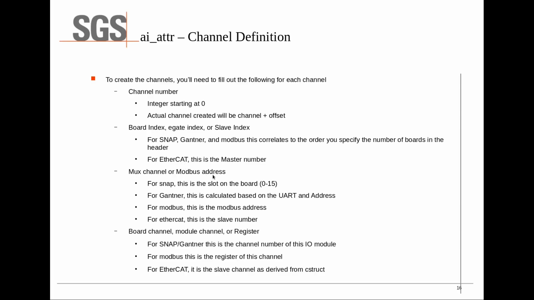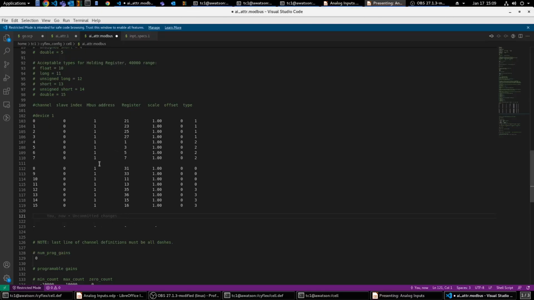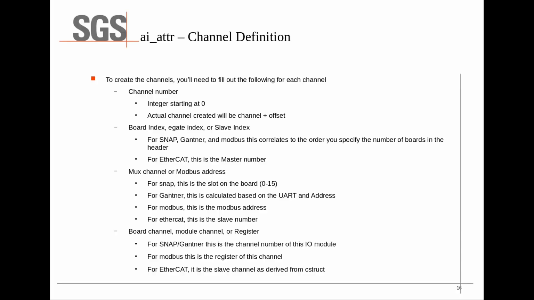MUX channel or Modbus address. This one probably gets the most confused. Here we've got the Modbus address. It's pretty simple with Modbus because it's just the Modbus address. If you're familiar with Modbus, you'll know that the device is going to have an address. I believe it's from 0 to 255, and you just put what its address is in here.